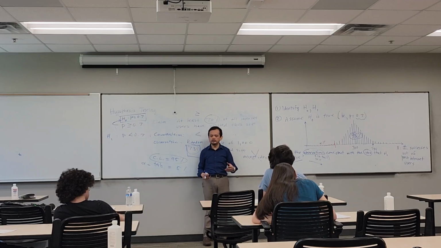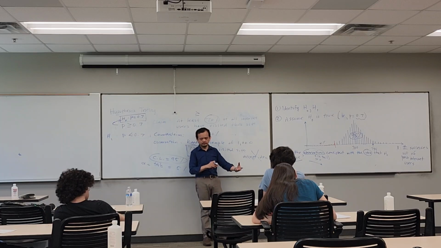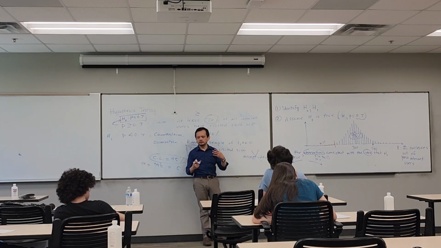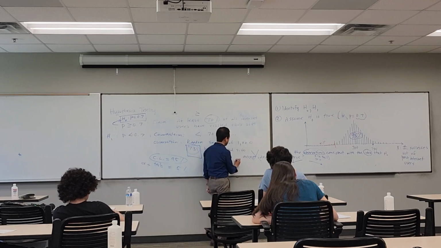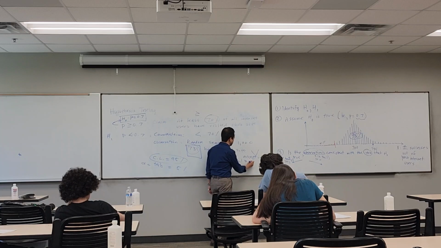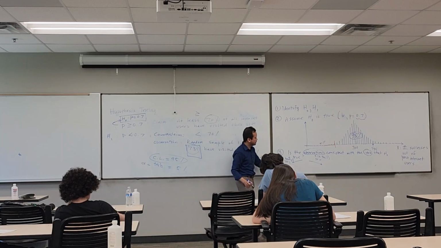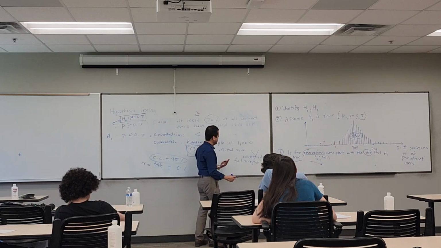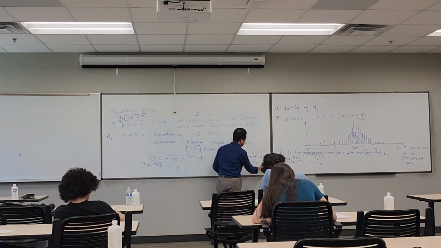So the best you can do is not throw out the idea. Continue to hold on to the idea and observe more things and see what happens. Another way of saying that is we don't reject the idea, or there's not enough evidence to reject the idea. So for now, I'm just going to say fail to reject the idea. And the idea in this case is H0. So we're going to fail to reject H0 in this case.